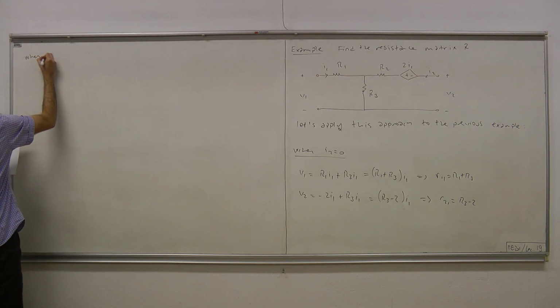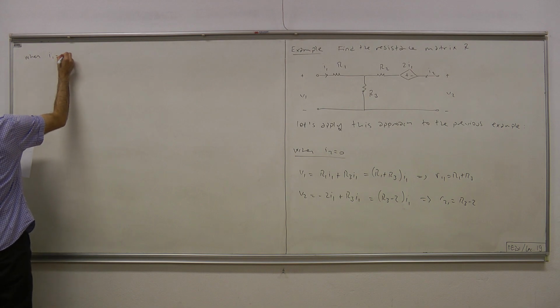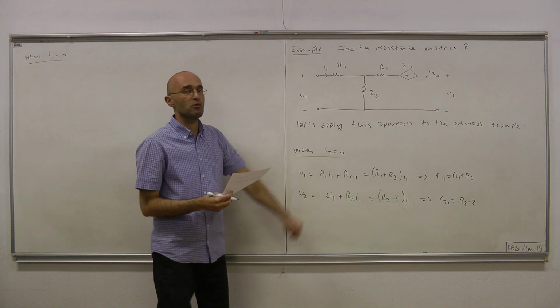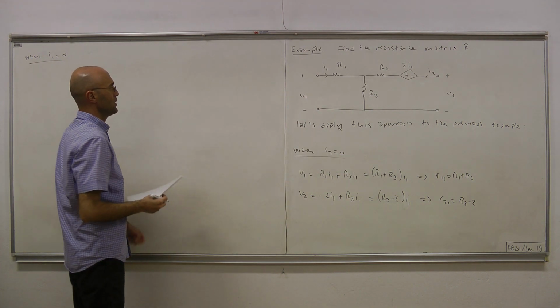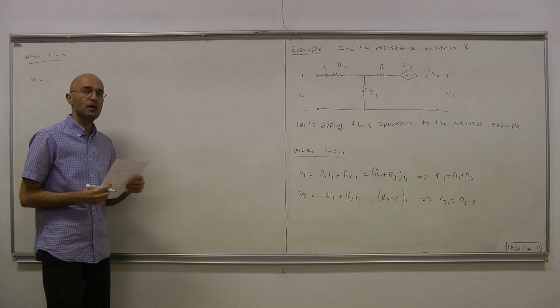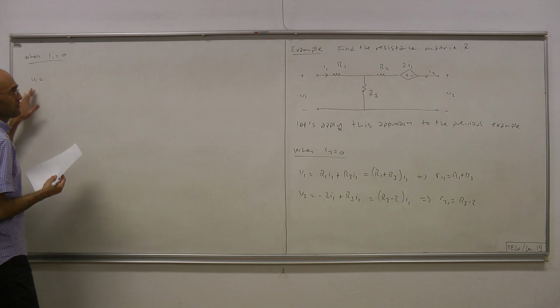When I1 equals 0, okay, now considering the case where we let the first port open circuit. So let's compute V1 in terms of I2, and the ratio will give us the first entry of the second column. Okay, so V1 equals what?